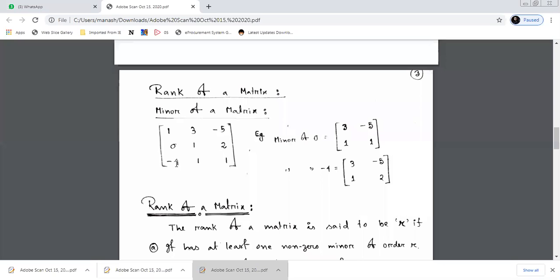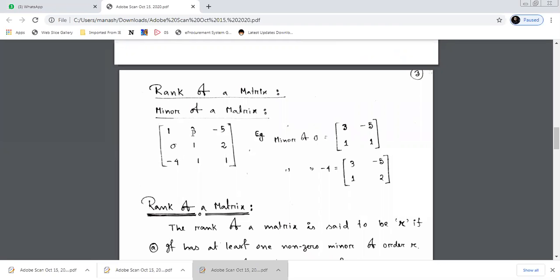Same way, if we are going to find the minor of minus 4, then you have to exclude the corresponding row and corresponding column. What is left now? 3, minus 5, 1, 2. Same way, suppose we are going to find the minor of 3, then you have to exclude that corresponding row and corresponding column. Then what is left? 0, 2, minus 4, 1. That will be my minor of 3.